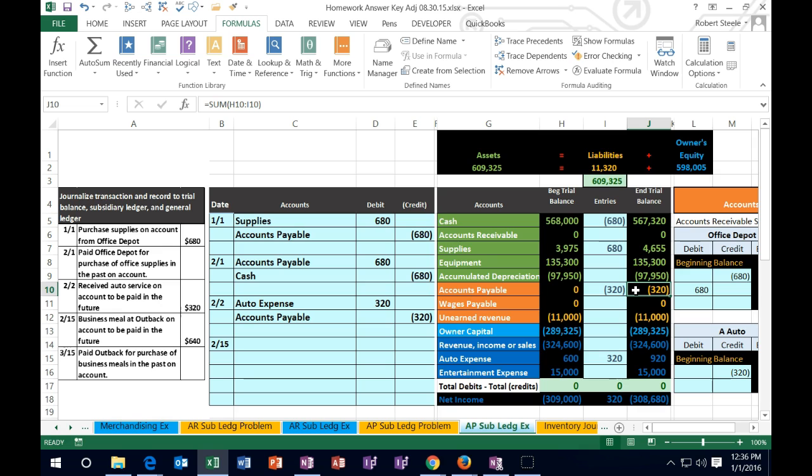We might want to think about what we got. In this case, we got meals. So meals and entertainment, that's going to be a type of expense down here. So we're going to say that's in the expense area. All expenses have debit balances. They only go up. Therefore, we're going to debit the expense account of entertainment expense in this case.